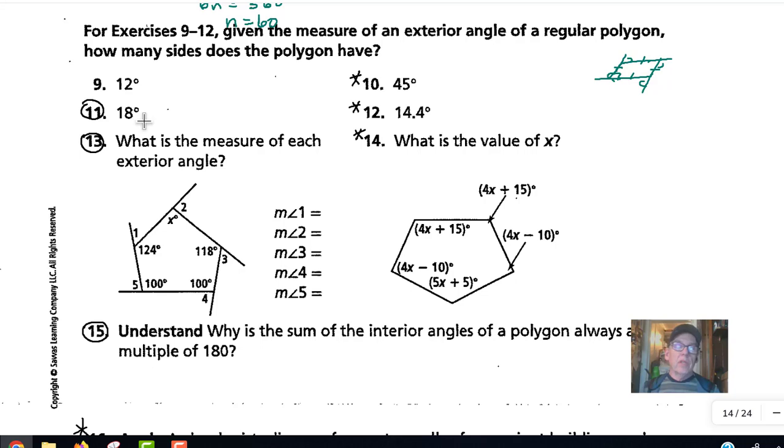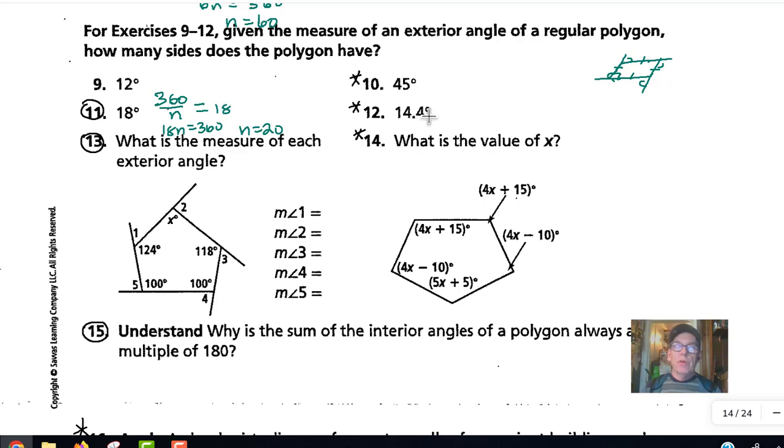So let's see what we got. 360 divided by n comes out to be 18. So 18 n's is 360. N must be 20. This must have been a 20-gon.